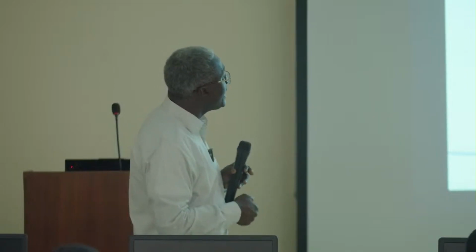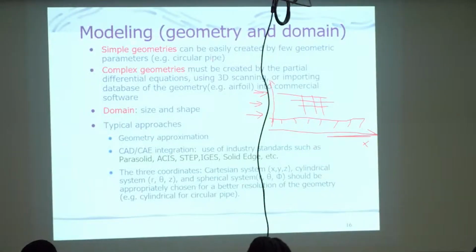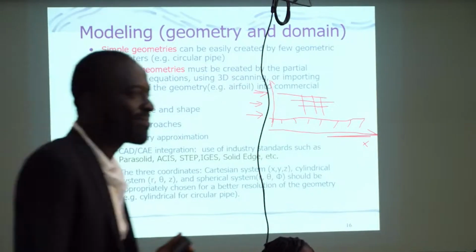Okay, so here are typical approaches that are used in geometry and domain analysis. We do a lot of geometrical approximations. We use computer-aided design and computer-aided engineering integration software. So these are some of the software packages, including AutoCAD, including Solid Edge, and others, in order to generate the computer-aided geometry of the object.